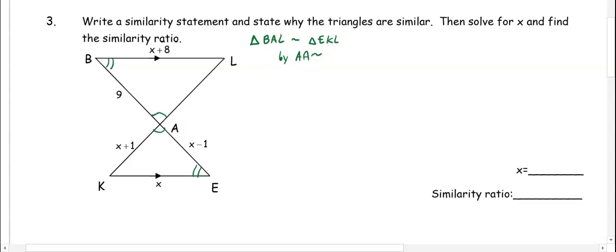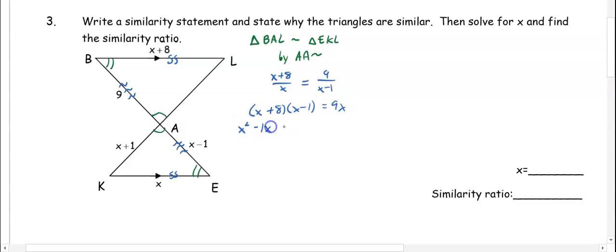So now if I want to solve for x, I notice in the bottom triangle I have 3 sides with x. On the top though, I only have 2 sides labeled. So if I look and see that the parallel sides are going to be similar, so we would have x plus 8 over x. The other side from the first triangle is 9, which is going to be similar to the side that's x minus 1. So as we cross multiply, we get x plus 8 times x minus 1 equals 9x.